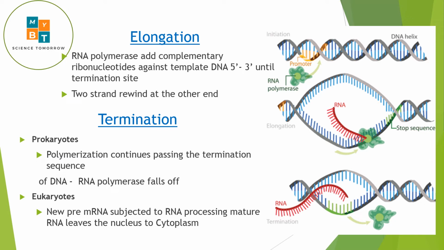The termination is the third part of transcription. So we divided transcription into three parts: initiation, elongation, and termination. In the third part, termination, we can see some differences in prokaryotes and eukaryotes. In prokaryotes, polymerization continues until the termination sequence, and at the termination sequence RNA polymerase falls off and you can use the mRNA.